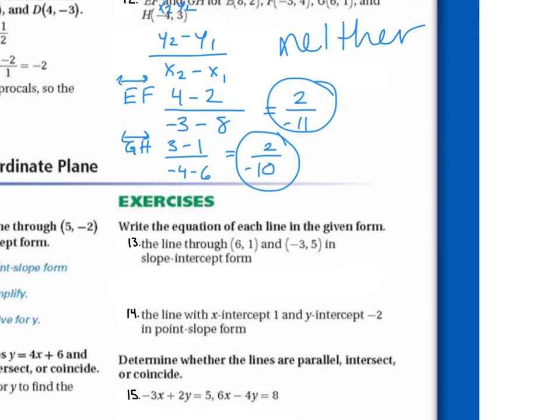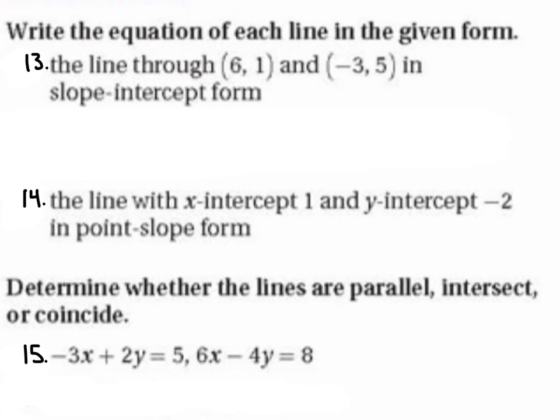Perfect. So let's look at 13. Write the equation for each line in the given form. So we have a line through 6, 1 and negative 3, 5 in slope-intercept form. What is slope-intercept form? y equals mx plus b. So we need to find our m, and we need to find a b.